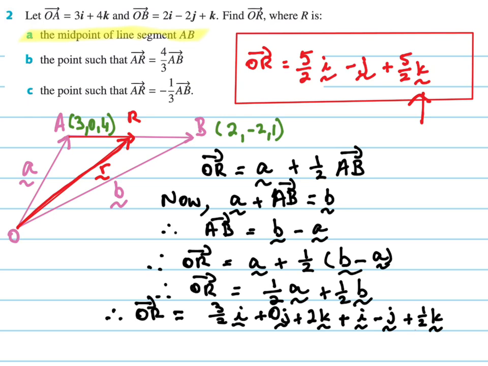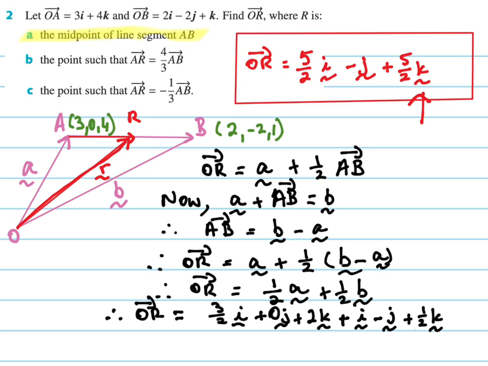Probably what I like to do in these situations is draw a diagram, and it doesn't really have to reflect reality. I mean, these points here, 3, 0, 4 and 2, negative 2, 1, I don't know if they're in right relationship to each other, but it doesn't really matter. The numbers are the important thing. Okay, so that's my diagram, and our job is to find the vector OR, which is the midpoint between A and B.